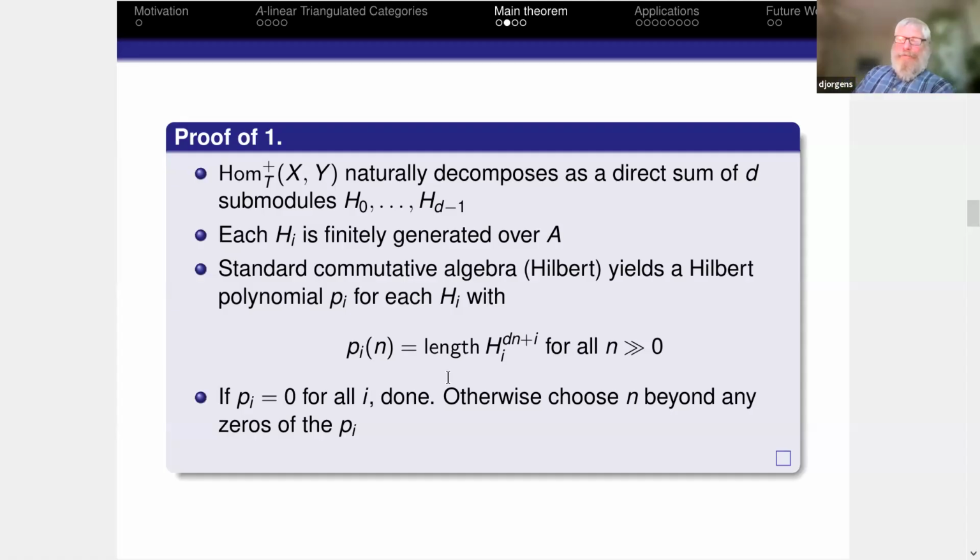But if they're not all the zero polynomial, then we can choose an n beyond any of the zeros of those P_i. And therefore the hypothesis and conclusion of the theorem hold. Okay. So in this case, it's proved just using the fact that you have these Hilbert polynomials.